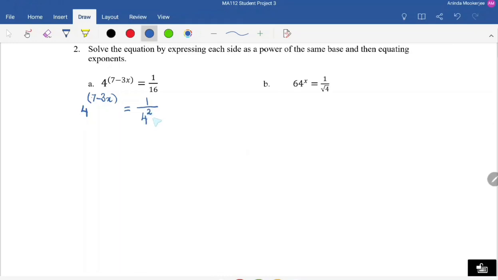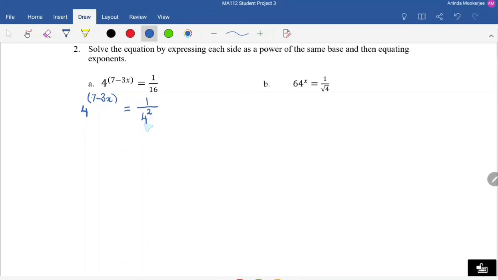Now, there's nothing we can do to 4 raised to the power 7 minus 3x on the left-hand side. That will remain as is, but we will need to do some more manipulation with 1 divided by 4 squared. We want to remove 4 squared from the denominator and bring it to the numerator. The way of doing that when we have exponents is to write it as a negative exponent.